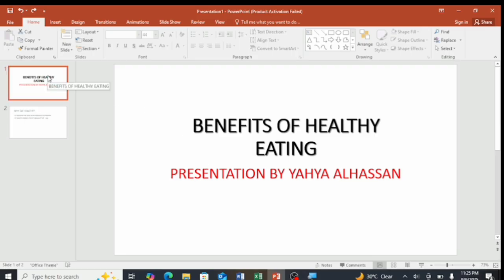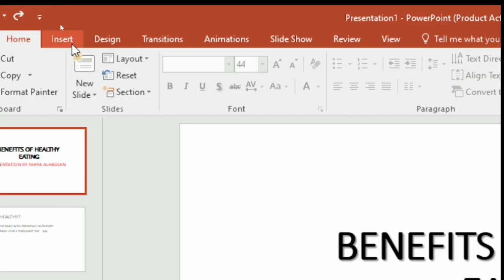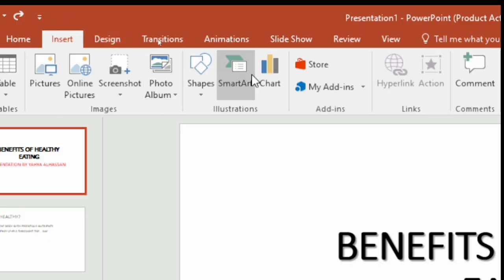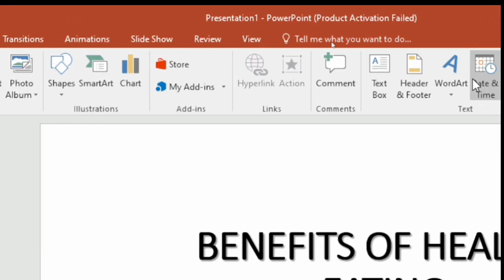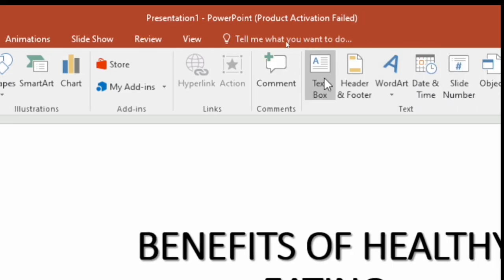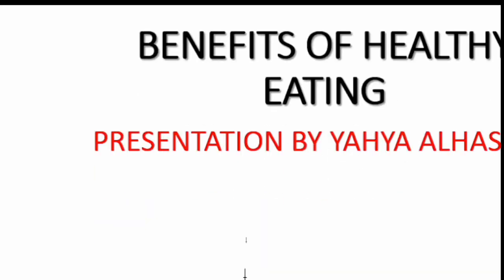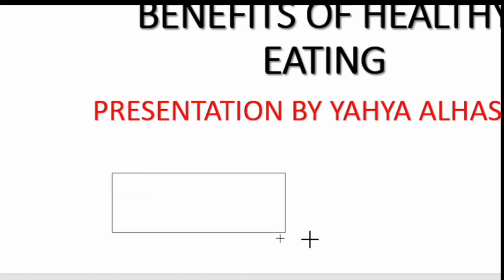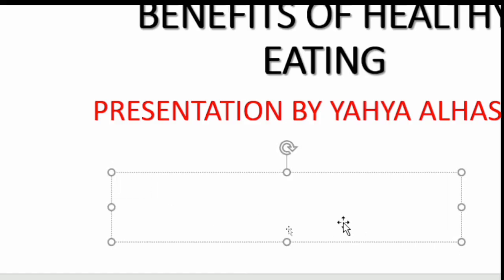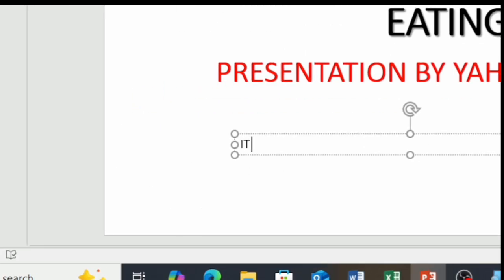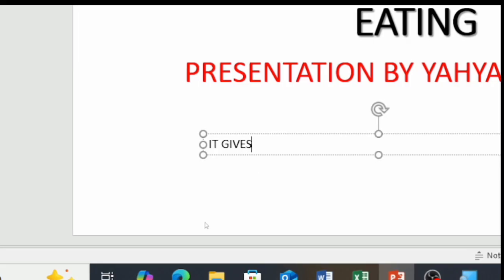So let me go to the insert tab and then navigate to my text group. The text box is here, so I'll click on it, then I'll come here and draw it. When I draw it, it gives me the ability to type any text I want.